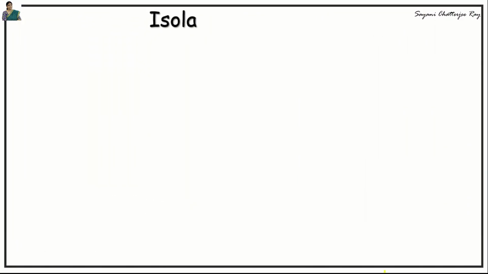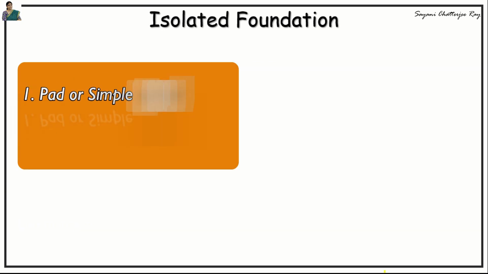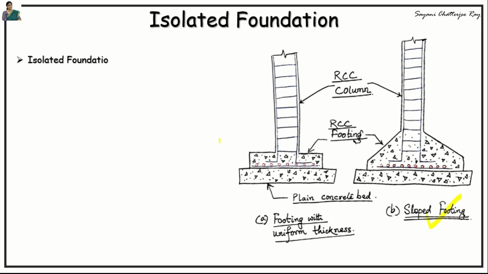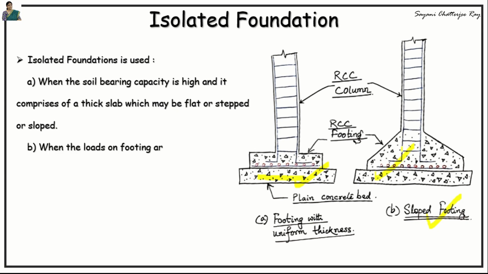The first type of shallow foundation is isolated foundation or footing, and isolated foundation can be of three types. It can be a pad footing, it can be stepped footing, or it can be a sloped footing. Now we will see when isolated foundation is used. It is generally used when the SBC or the soil bearing capacity of the soil is high and it comprises of a thick slab which can be flat or it can be sloped or it can be stepped. It is used when the load on the footings are less. Isolated footings are also generally used if in case of a building the columns are placed at larger distances.